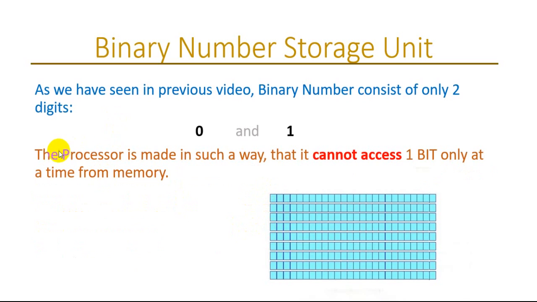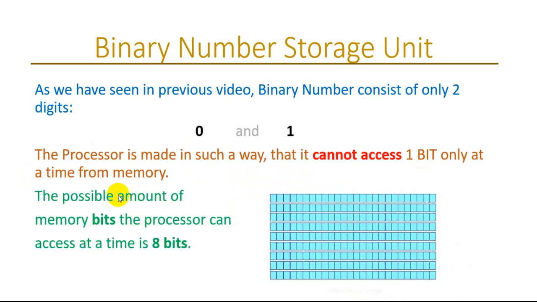Then the processor is made in such a way that it cannot access 1 bit only at a time from memory. What that means is, each of these are bits, but the processor is wired, the hardware is such, that the processor has no access to only one of these. It can't take only this and read, or only this, or any single bit. The processor is not allowed to read 1 bit only. That's what this means.